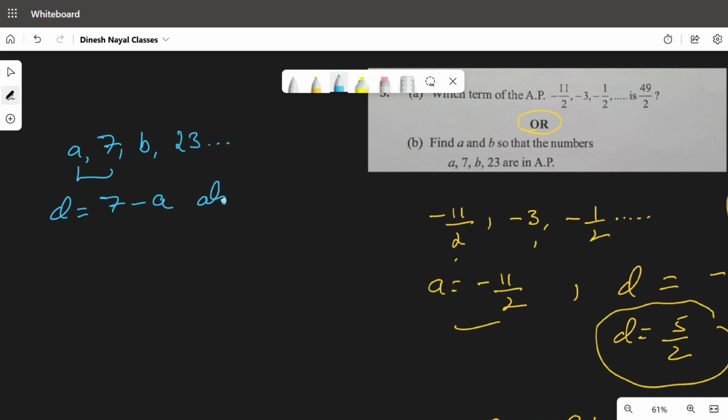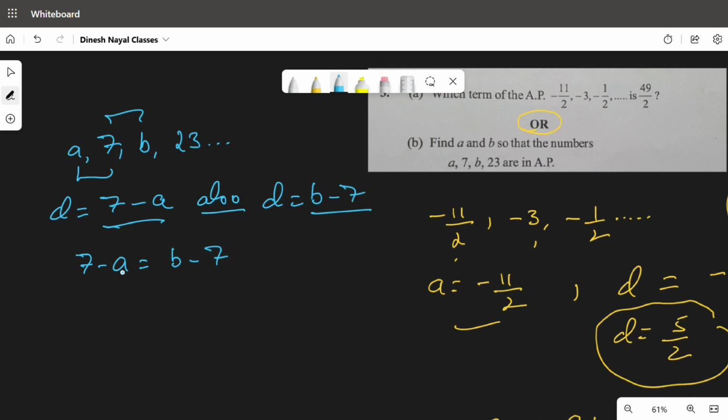Also, you can find the common difference by doing B minus 7. And we know that in an AP, the common difference is constant. The common difference is constant means it is the same. That means these two terms are equal. So 7 minus A equals B minus 7.